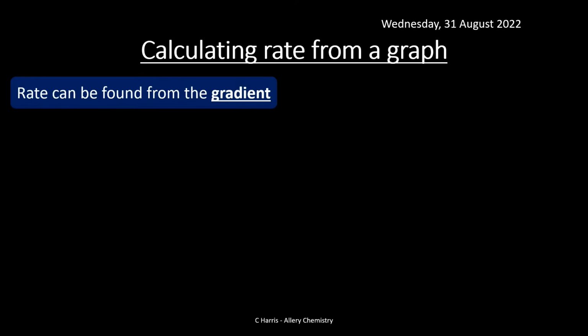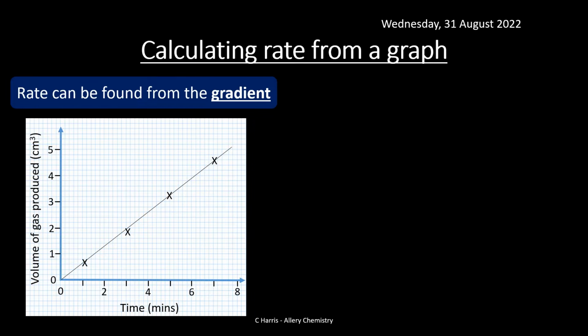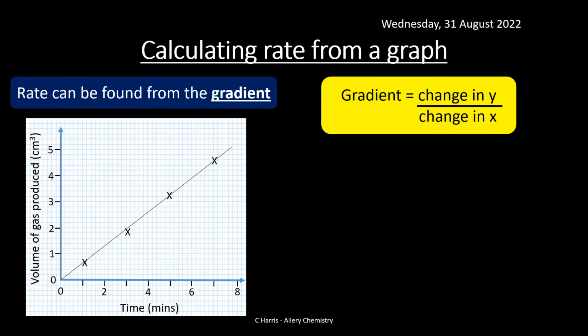Okay, so we've got some data then. Let's move away from the experimental side and say, right, we've got the data, we need to record it somewhere. So you record it in a table or you plot it on a graph, etc. And you're going to see a lot of this throughout the video. So here we're going to look at some graphs first, and rate can be found by calculating the gradient of a graph, as you can probably see here.